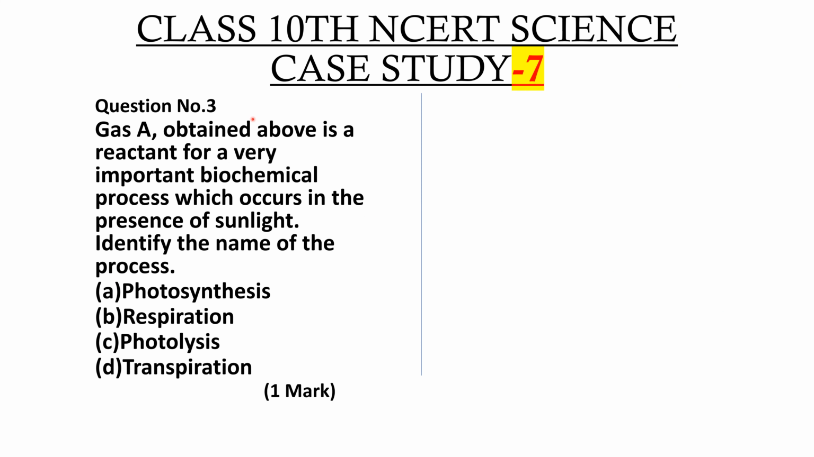Let us take question number 3. Gas A obtained above is a reactant for a very important biochemical process which occurs in the presence of sunlight. Identify the name of the process. A. Photosynthesis, B. Respiration, C. Photolysis, D. Transpiration. So what is the answer as per you?